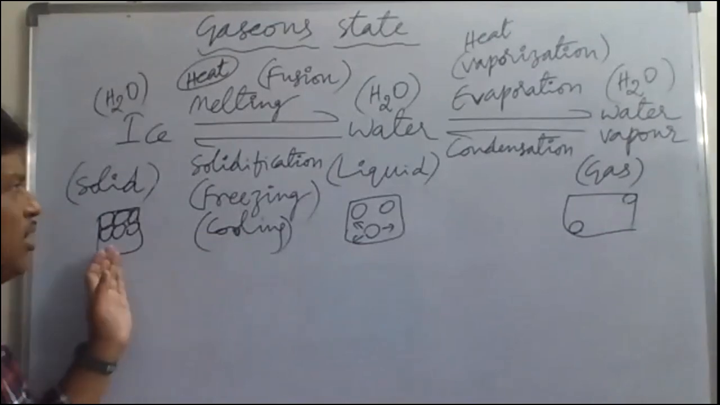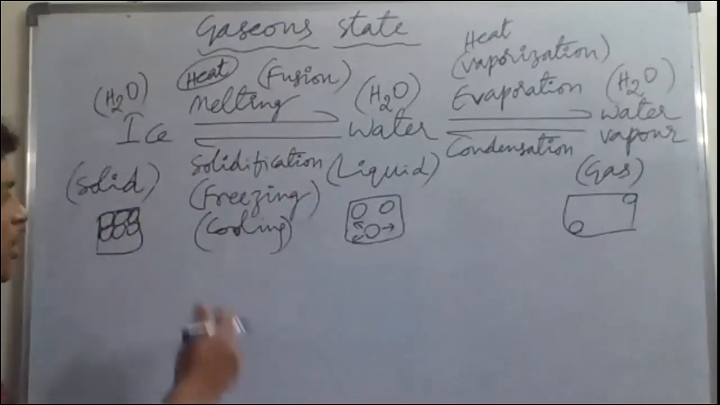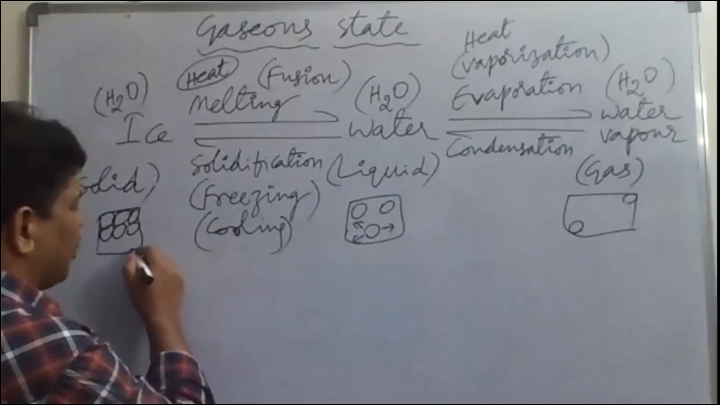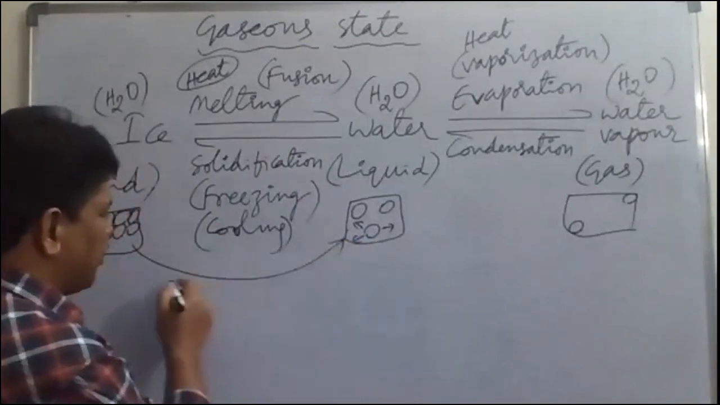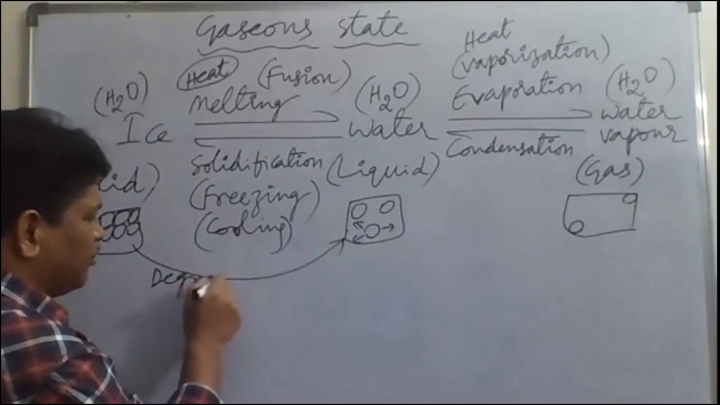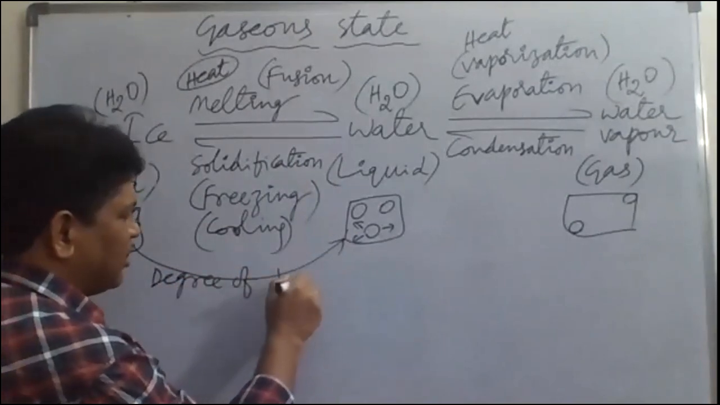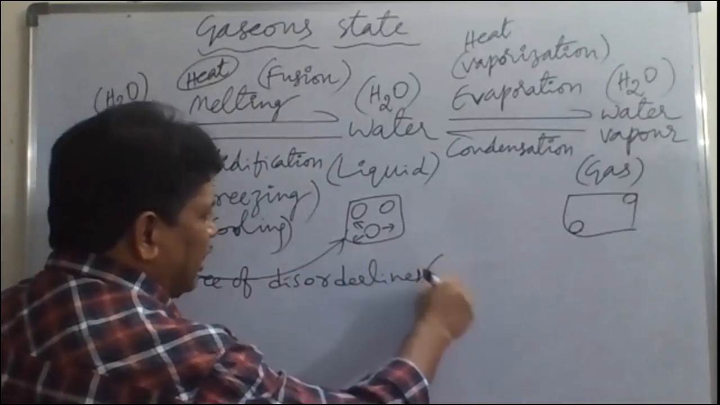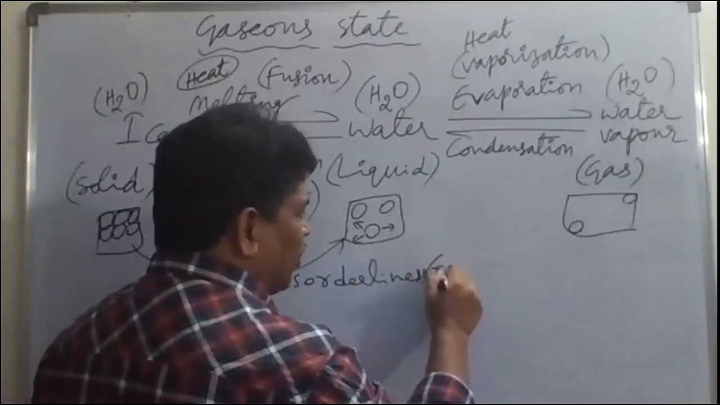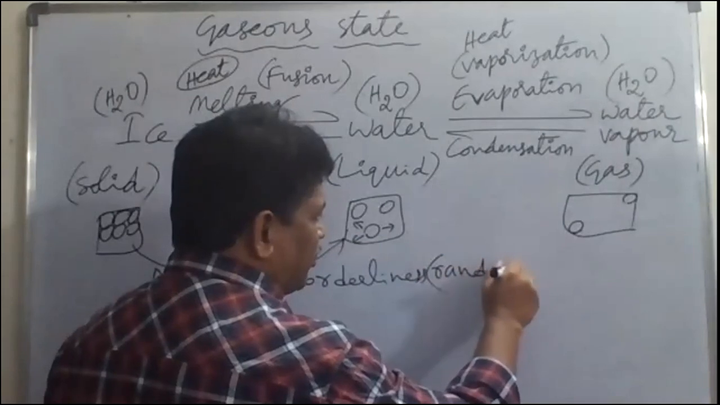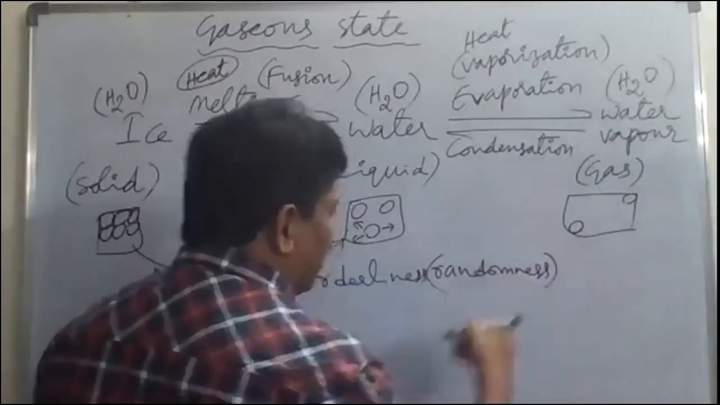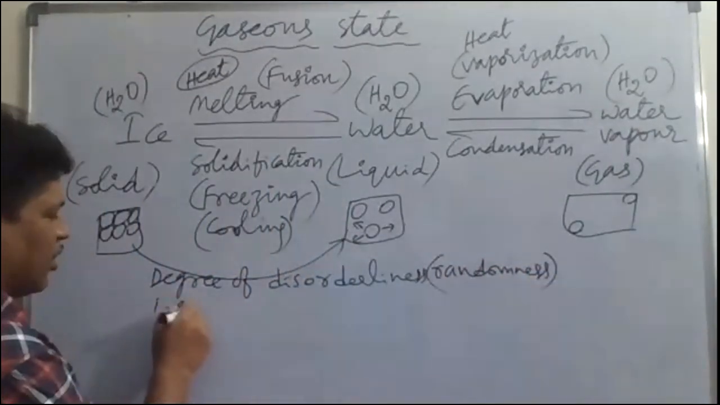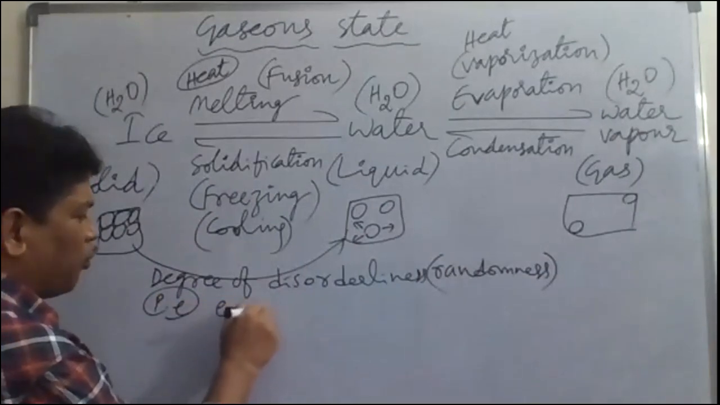So when you convert solid to liquid, what is happening? Tell me, in this conversion, what is happening? The degree of disorderliness. The degree of disorderliness is also called randomness. The degree of disorderliness is called entropy.